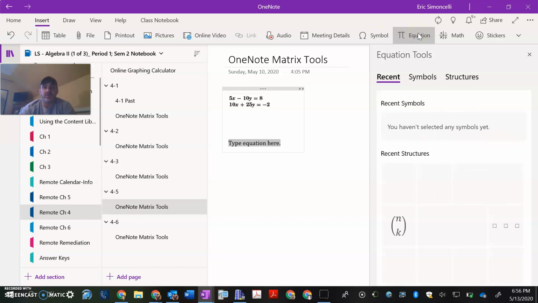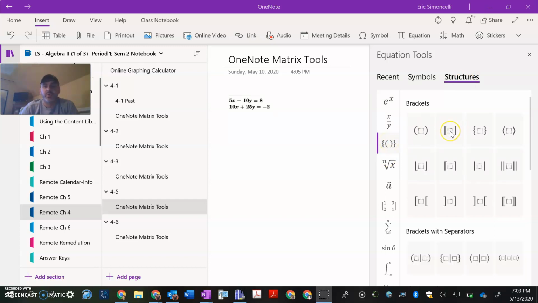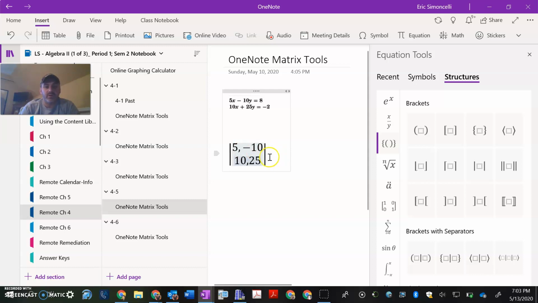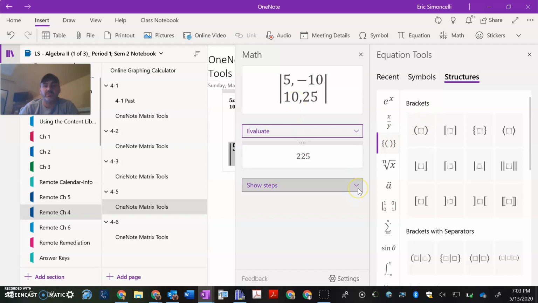Wherein if I, again, go to Insert, Equation, I'll do Structures, I'll use my bracket tool, and I'm going to choose, instead of square brackets, this right here, vertical bars. This will allow me to actually use the determinant appropriately. So let's enter in 5, -10, hit enter, 10, 25. And then that alone, if you can see here, it's going to yield just on its own. If I hit, after highlighting it, hit the math button, and then select the action of evaluate, it's going to do the determinant for me. And it'll even show the steps, showing the diagonal rule particularly.